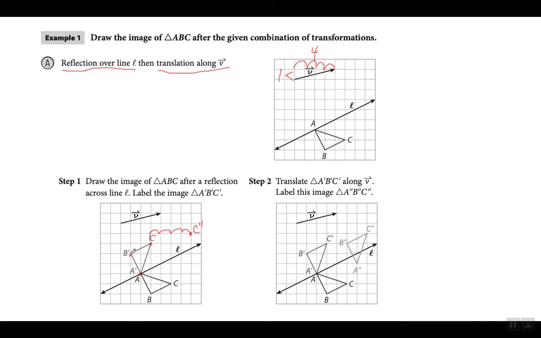All right, so B prime, I'm going to move it up 1, and then 1, 2, 3, 4 to the right to get B double prime. And then A prime up 1, and 1, 2, 3, 4 to the right to get A double prime. Okay, and that would be it. I would be done with my question. And as you can see, here's the final answer. Okay, let's look at another example.